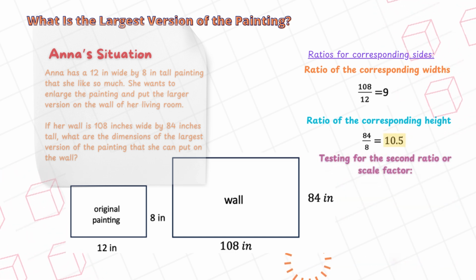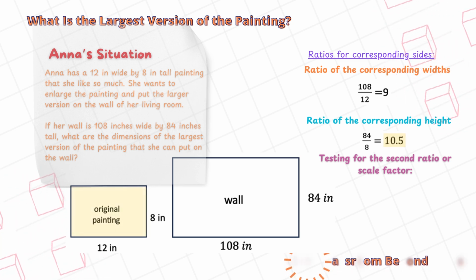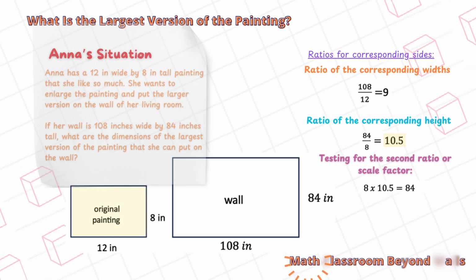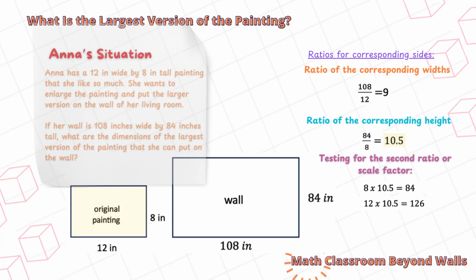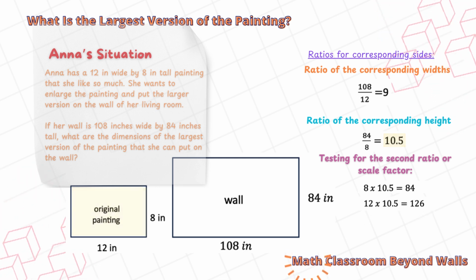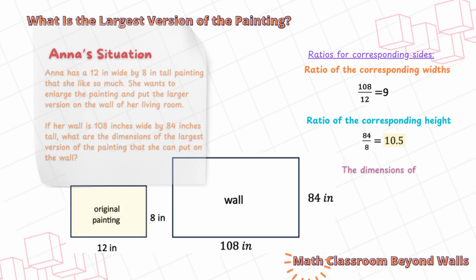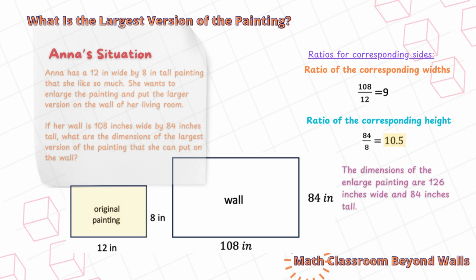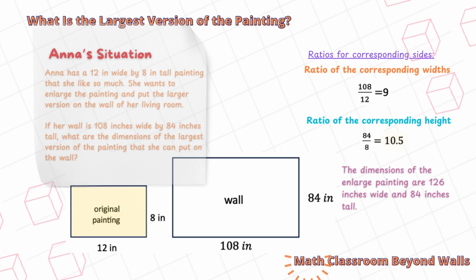Again, we multiply each side of the original painting with 10.5. So, 8 times 10.5 is 84. 12 times 10.5 is 126. With a scale factor of 10.5, the dimensions of the enlarged painting are 126 inches wide and 84 inches tall. Are these the correct dimensions? Let us examine the result.